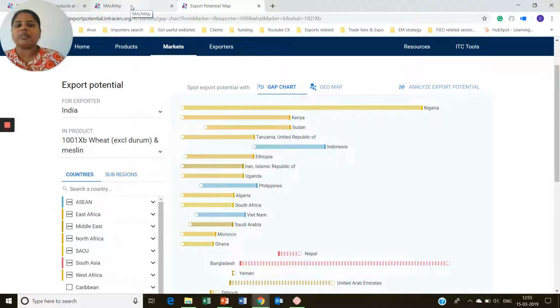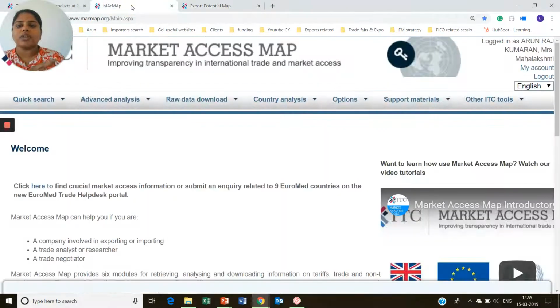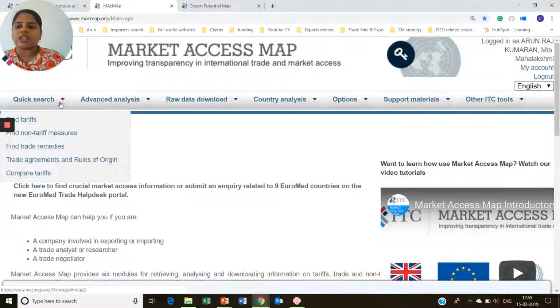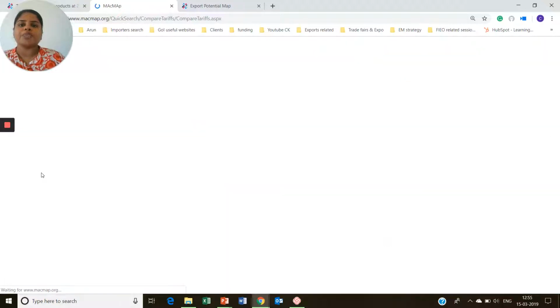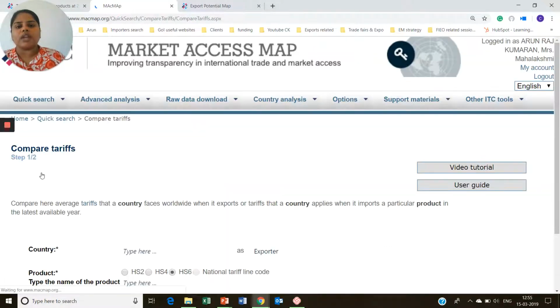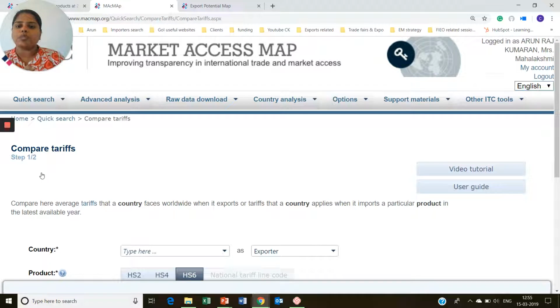Then is the TBT and tariff and non-tariff measures. For that, we'll use a market access map where you can check the tariffs and non-tariff measures for a particular country and particular product. Now let's compare tariffs, because, for example, if you want to export to Saudi Arabia, India is not a topmost exporter for wheat. There are other countries which can also export wheat to your target market.